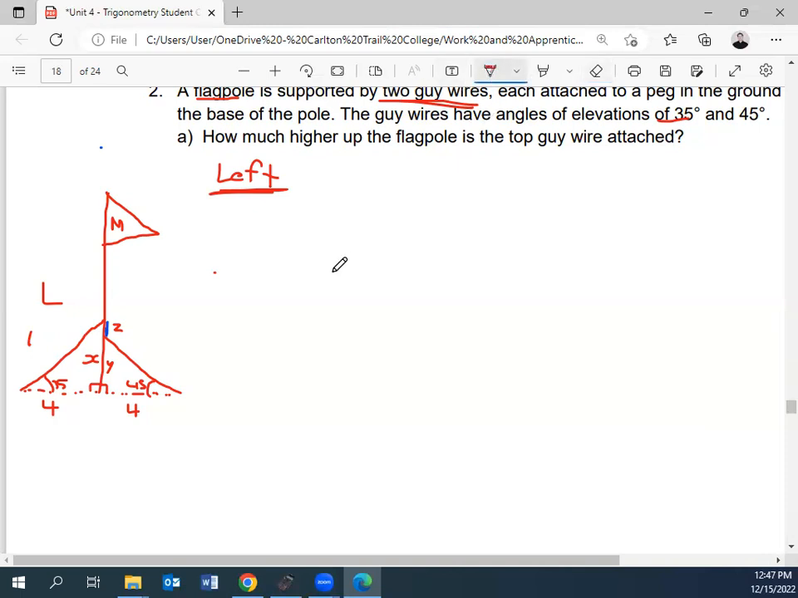So I'm using opposite and adjacent. That is going to be TOA. So that's going to be tangent of the angle is equal to opposite over adjacent. I'll call this one. So tangent of 35 degrees is equal to the opposite. In this case that is going to be my X, right? So I'm just going to put that X. That's what I'm trying to find. And my adjacent is 4 feet.